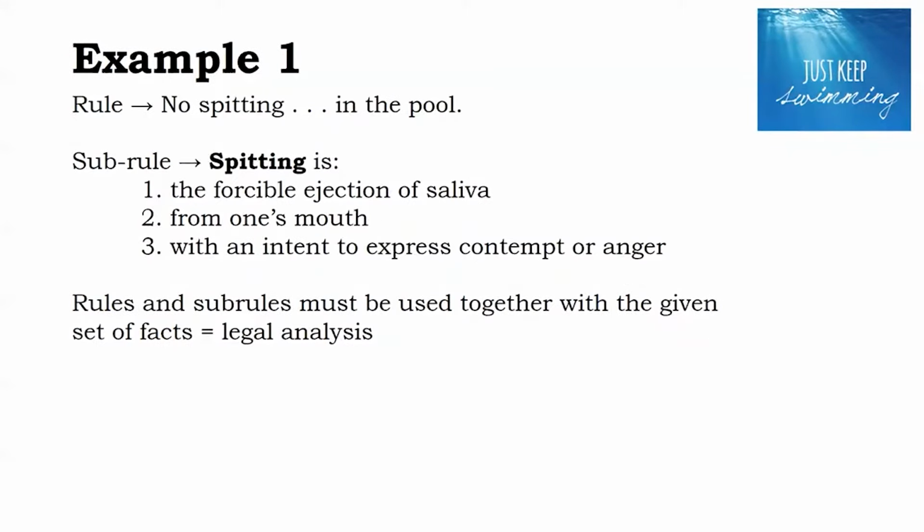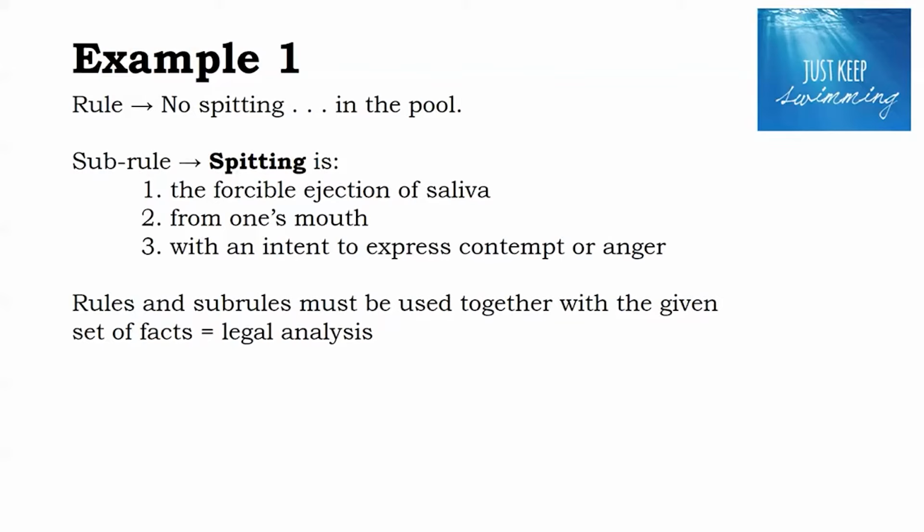Now we start with the rule. We know the rule at issue because we are well versed in the rule and we've spotted the issue of no spitting in the pool based on these facts. So we have to start with what is our subrule? Our subrule, or definition of spitting, is the forcible ejection of saliva from one's mouth with an intent to express contempt or anger. So that's what our cases have told us the subrule for spitting is.